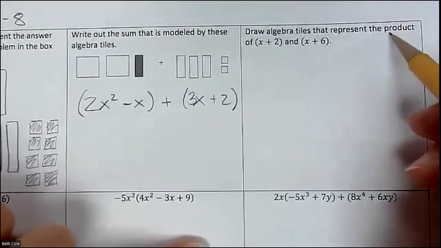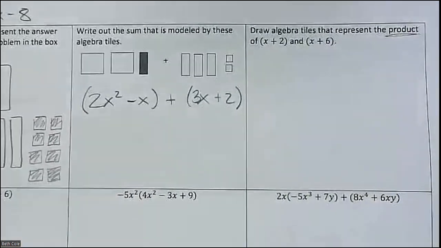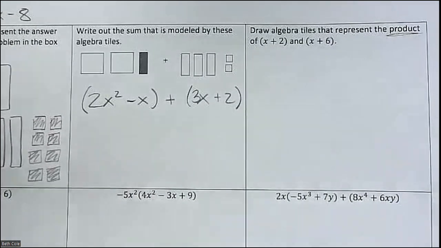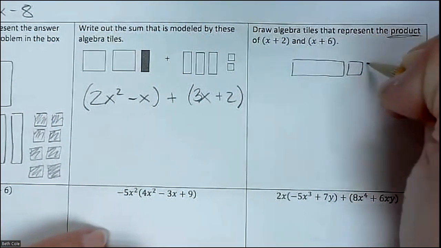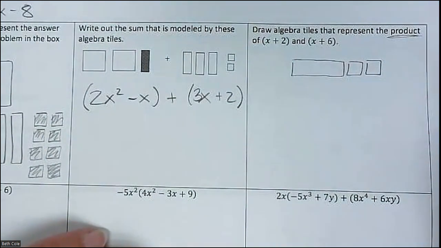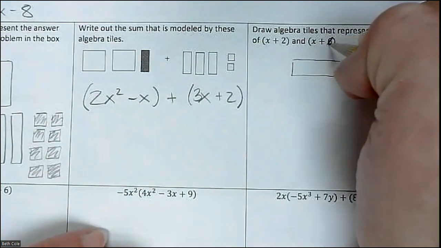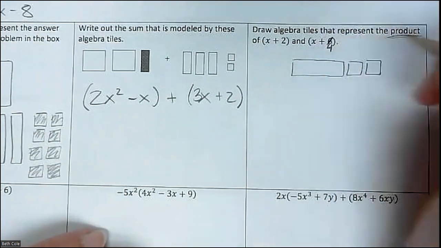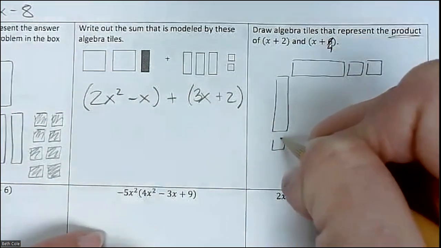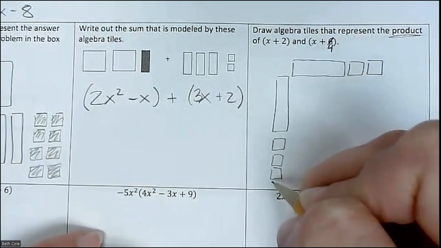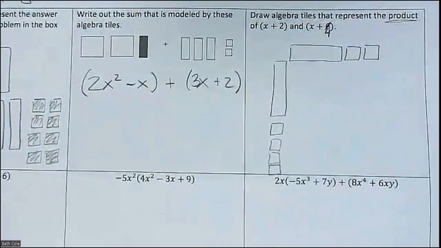All right, and then the last one of those, draw algebra tiles that represent the product. Hey guys, what does product mean? Multiplication. This is the one where you put one along the top and one along the side, all right? So we're gonna have x plus 2. Oh geez, did I make this 6? Can I change that to a 4? So we don't have to draw 6 of them? Okay. Let me do that. All right, and then the other side, you're gonna have x and then 4. See, I can barely fit 4 in there.